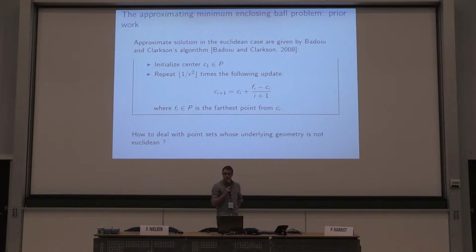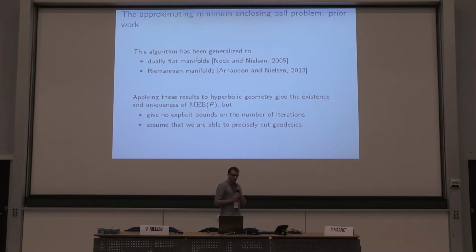But how can we deal with point sets whose underlying geometry is not Euclidean? Responses have been given in two different settings. One is for dually flat manifolds, which has been done by Nock and Nielsen, and another setting is for Riemannian manifolds, which has been treated by Arnaudon and Nielsen in 2013. Since hyperbolic geometry comes from Riemannian manifolds, we can apply those results and give some existence theorem, but we cannot have any explicit bounds on the number of iterations, nor can we assume that we are able to precisely cut geodesics.